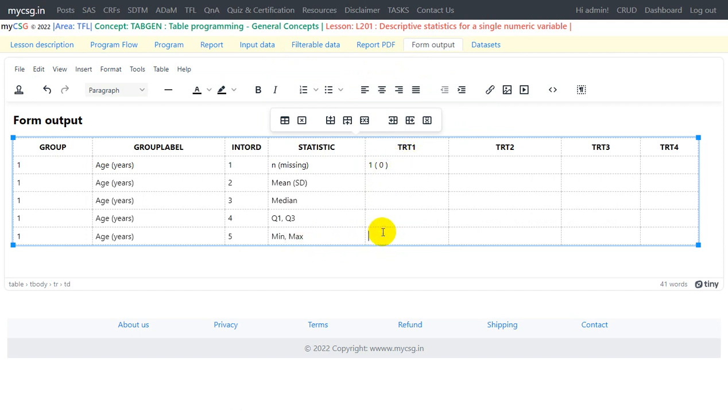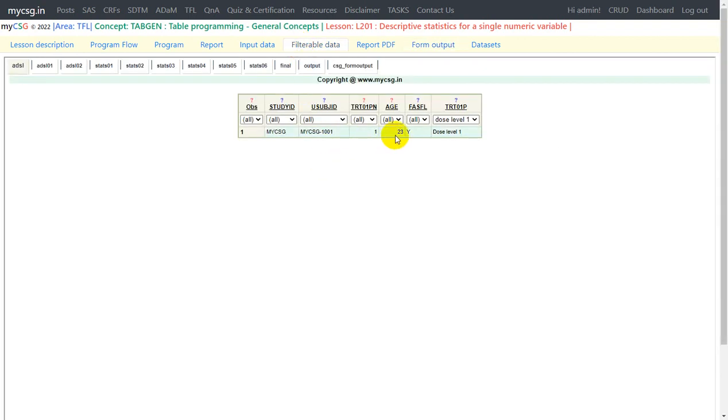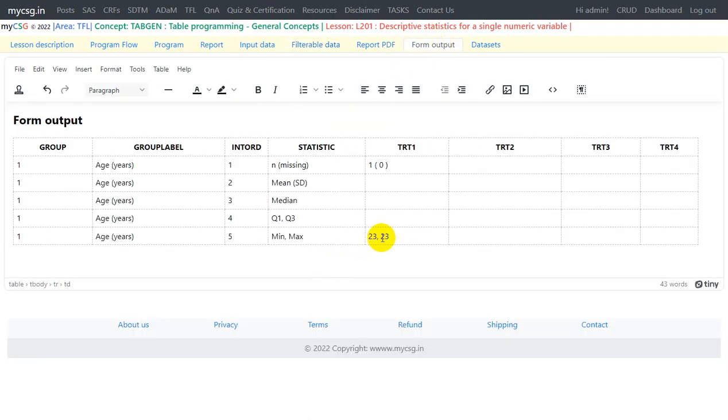As there was only one record, the minimum value would be the same number which is present there. So why did I populate it with 23? It is because we only had one row and the value in that age variable was 23. So the minimum value in the one observed value is 23, and the maximum value will also be 23. Now let us try to populate the n and missing for TRT2.